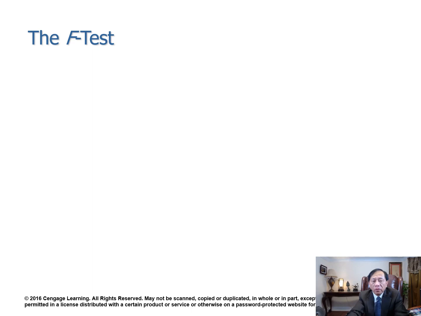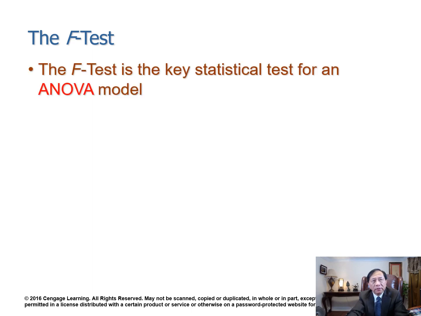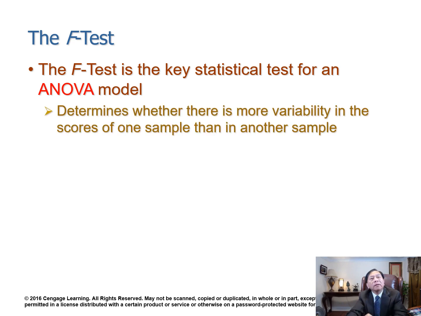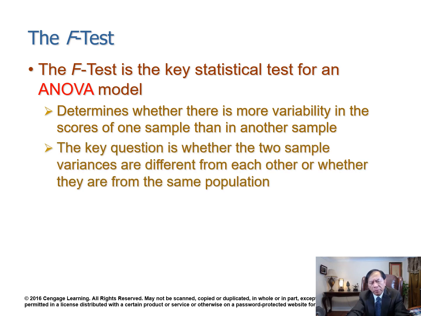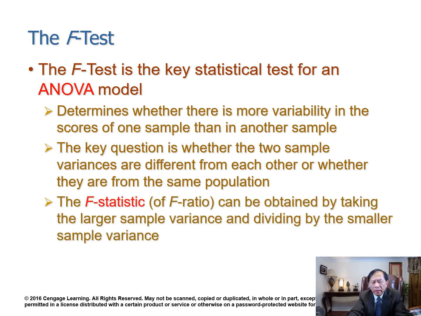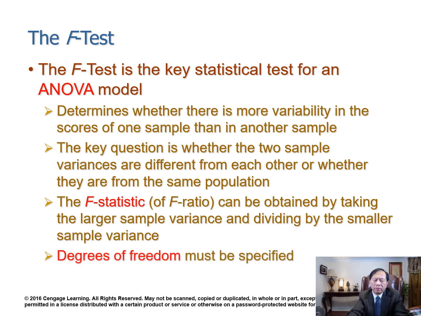ANOVA uses the F-test, right? The F-test is a key statistical test for the ANOVA model. It determines whether there is more variability in the scores from one sample than in another sample. The key question is whether the two samples' variances are different from each other or whether they are from the same population. The F statistic, or F ratio, can be obtained by taking the larger sample variance and dividing it by the smaller sample variance. And then we use a degree of freedom that needs to be specified.